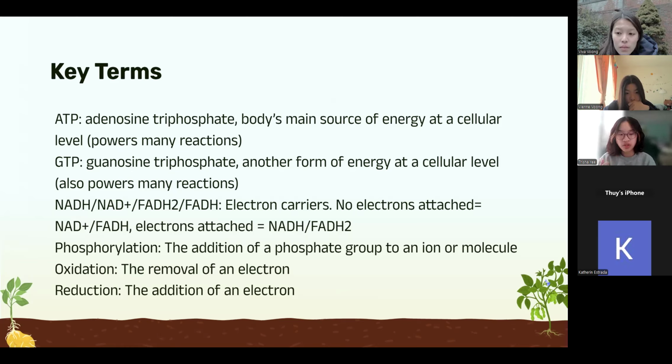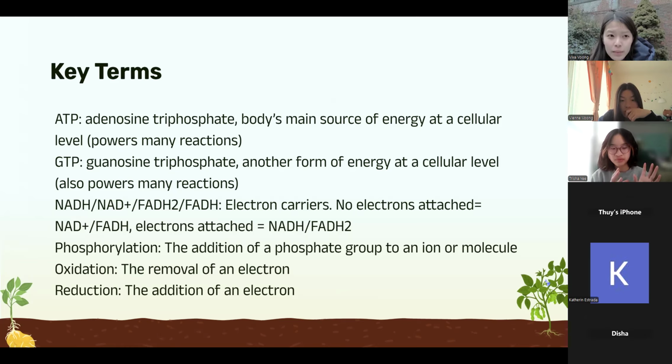And phosphorylation just means adding a phosphate group onto a molecule. And oxidation is the removal of an electron, and reduction is the addition of an electron. And the way that you can remember that is when you add an electron, you're reducing the charge.